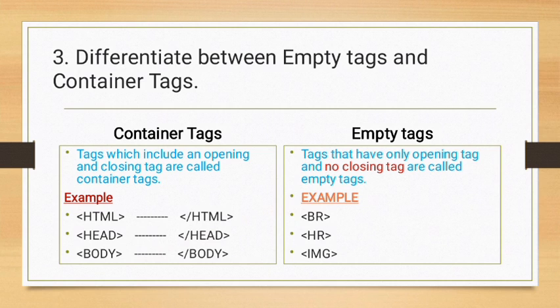And third question, differentiate between empty tags and container tags. Container tags have both opening and closing tags. Example, HTML, head and body, title, everything are examples of container tags. Empty tags are the tags that have only an opening tag and no closing tag. Examples, BR, HR, IMG. So please write down these 3 question answers in your notebook.